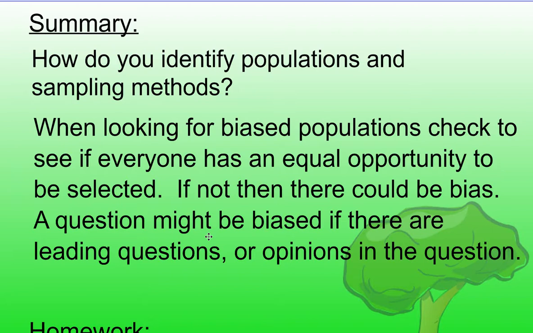And here's what I came up with. Since, again, we're talking about bias here, I said, when looking for biased populations, check to see if everyone has an equal opportunity to be selected. If not, then there could be some bias. I'm not saying there has to be bias, but I'm saying there could be if not everyone gets an equal chance to take the survey or gets an equal chance of being selected. And then a question might be biased if there are leading questions or if someone puts their own opinions into the question, like talking about the horrible pollution and the wonderful trees or the old, dirty, rotten local library building. Well, by throwing those opinions in there, you're trying to sway other people's opinions.